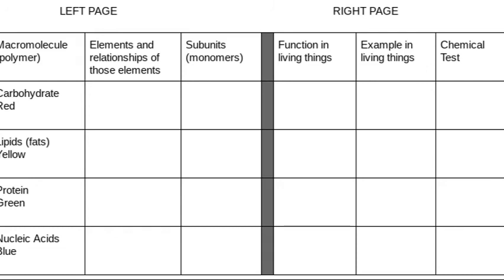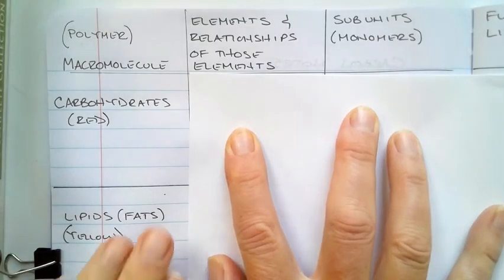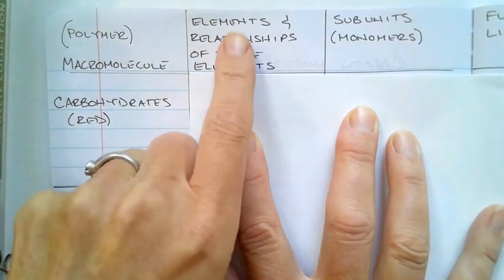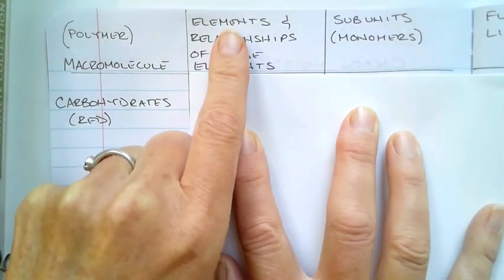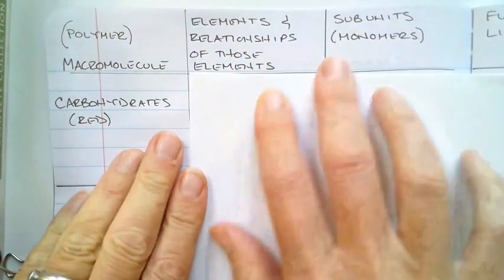I recommend setting up a graphic organizer. It has 6 columns and 5 rows. Now that you have your graphic organizer, we're going to start filling it in. The first column, we're going to focus on the elements and some little tricks to help us remember those elements.